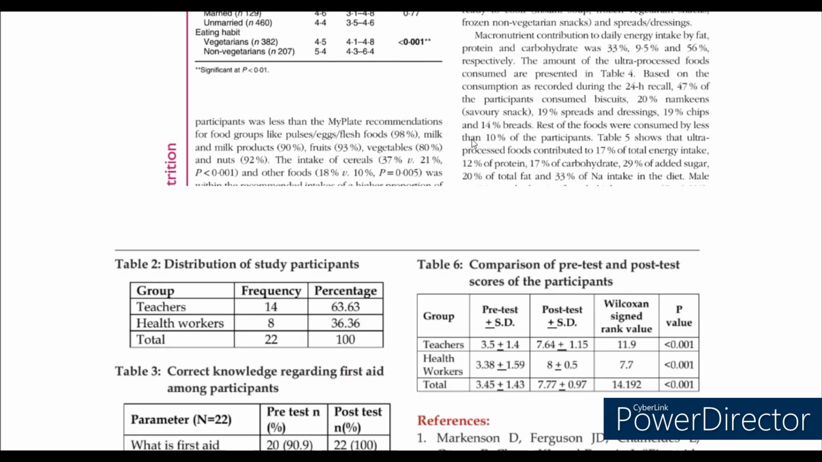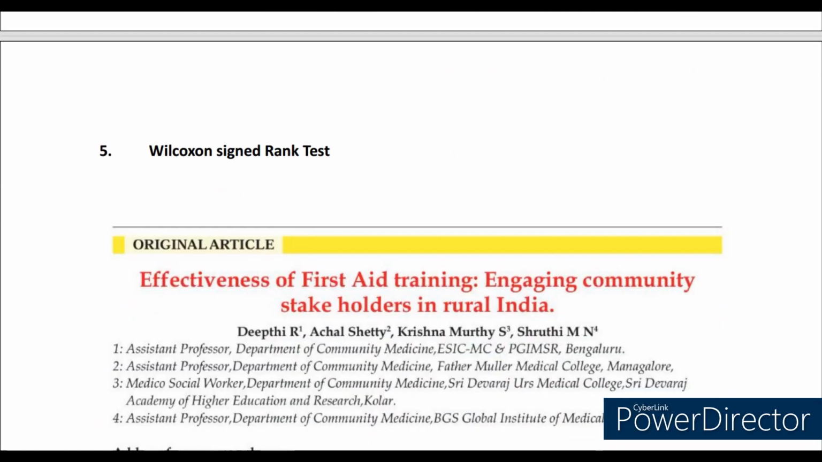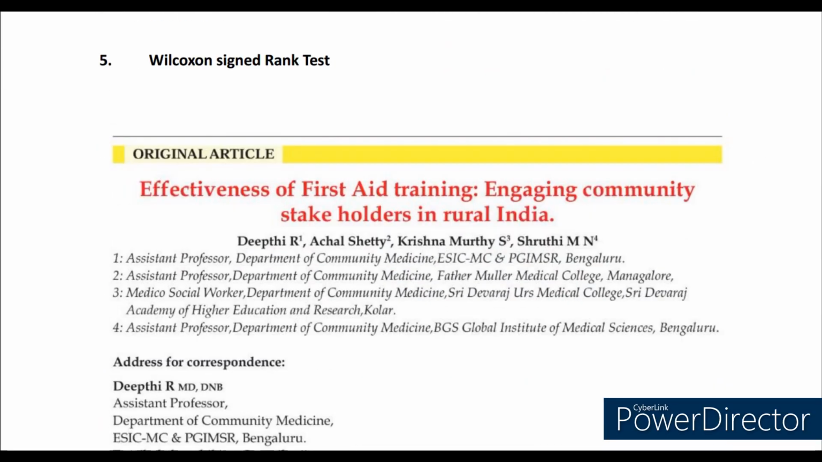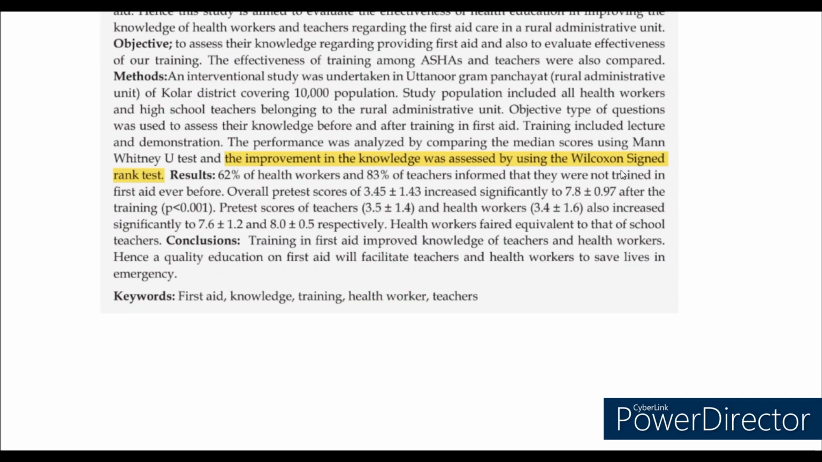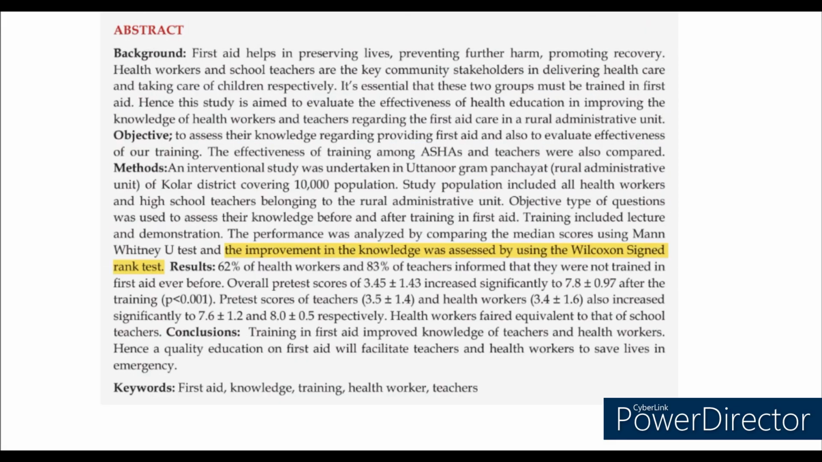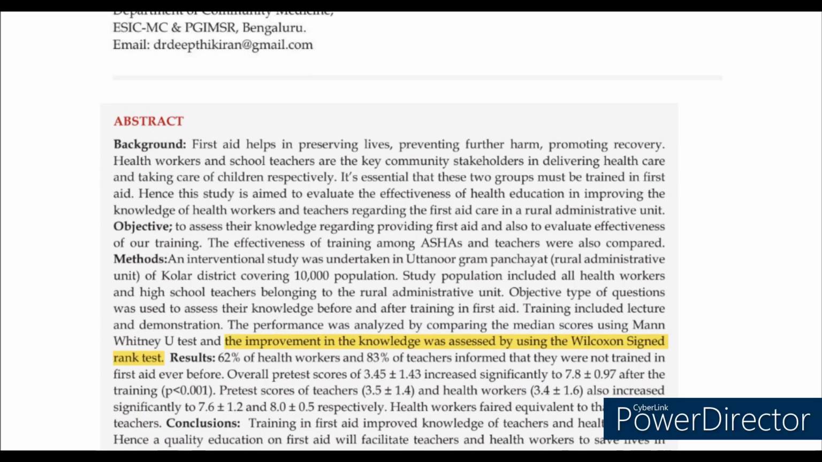And now coming to the next test, that is Wilcoxon signed rank test, which is an alternative to paired t-test, right? So the title is Effectiveness of First Aid Training, Engaging Community Stakeholders in Rural India. So if you can look at the abstract, they have clearly mentioned that the improvement in the knowledge was assessed by using the Wilcoxon signed rank test. So the sample is same, but it is done before and after, similar to that of paired t-test. But the condition is that the data should be non-normally distributed.